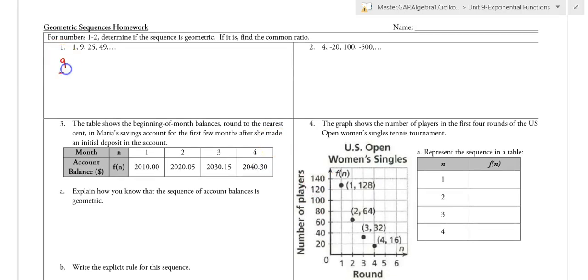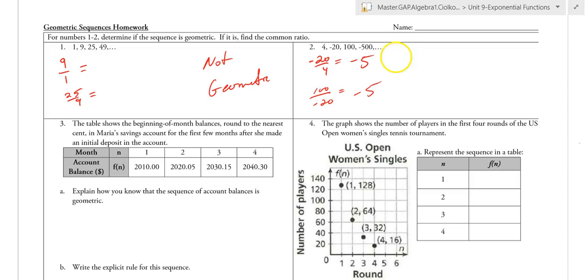So here I would do 9 divided by 1, 25 divided by 9. You could check in a calculator. Those are not going to be the same number, so this one's not geometric. Here I'd have negative 20 divided by 4, and 100 divided by negative 20. In both these cases, we'll get negative 5. The negative is important. So again, keep that r at negative 5. So this one would be geometric.